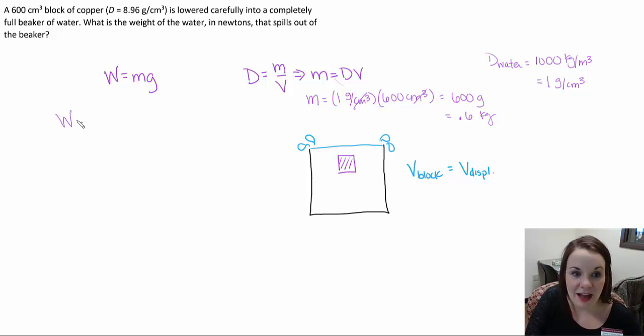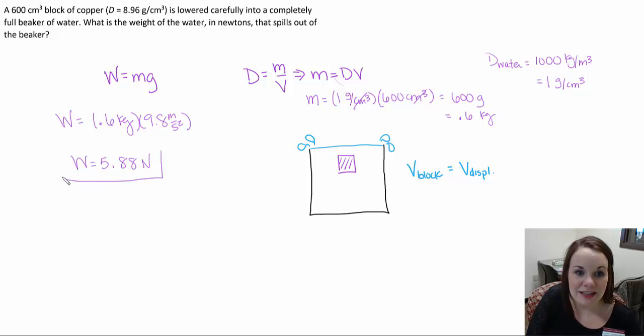So now the last step is to plug in my 0.6 kilograms and multiply that by gravity, 9.8 meters per second squared. And when I do that, I get a weight of 5.88 newtons. And that's the weight of the water that spills out over the edge.